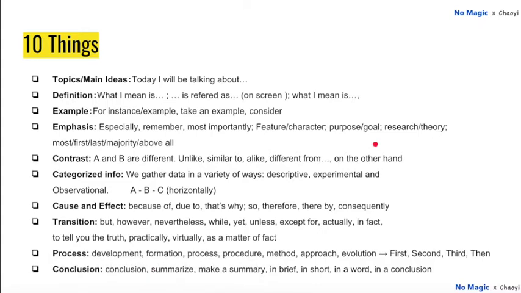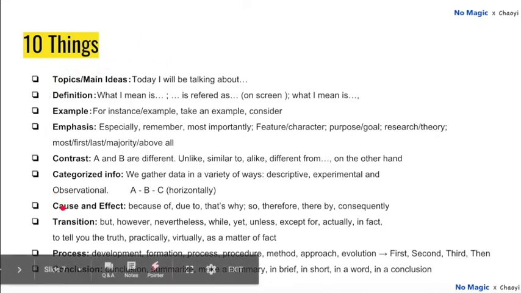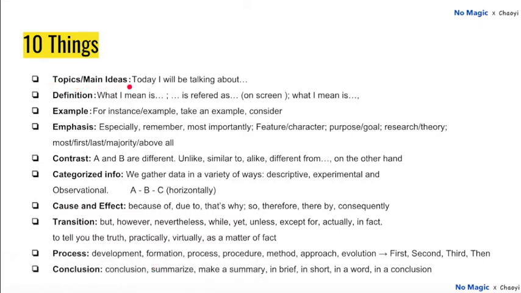Now let's spend some time to take a look at the 10 things that should be included when you are taking notes. And this 10 things strategy also applies to listening notes you take during the listening section. First, you should always try to capture the topic and the main idea words. So, for instance, when you are taking notes for the reading passage, you should capture the main idea or the main topic of the reading passage for writing tasks.